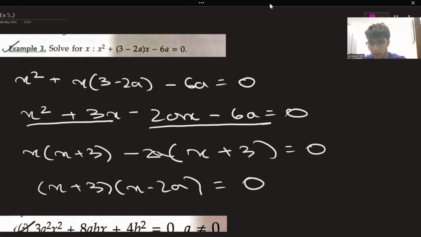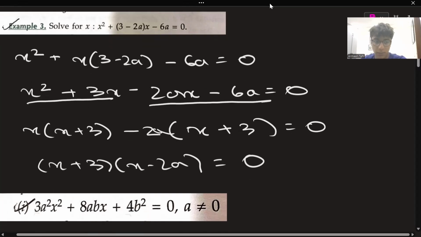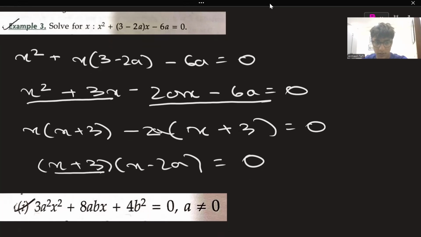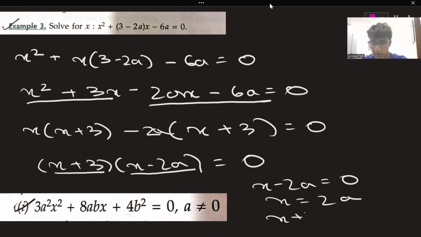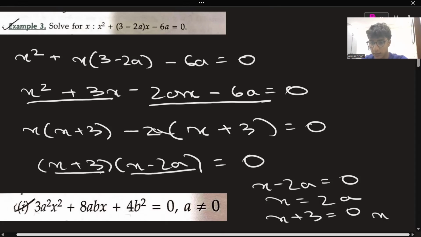And now by using the zero product rule, which simply states that if you multiply two numbers together, either the first one equals 0 or the second term equals 0, right? So if I consider that this equals 0, then I can simply say that x minus 2a equals 0, and I just cancel this out because this is not equal to 0, and I can divide by this, and I get that x equals 2a. And if I consider that this equals 0, that means that this is not equal to 0, and I can cancel this, then I get x plus 3 equals 0, and x equals minus 3.